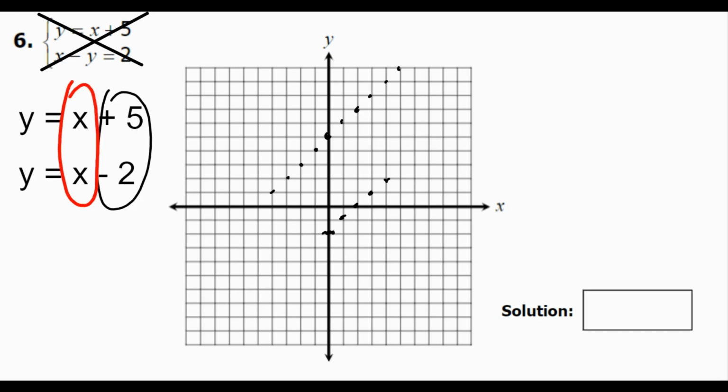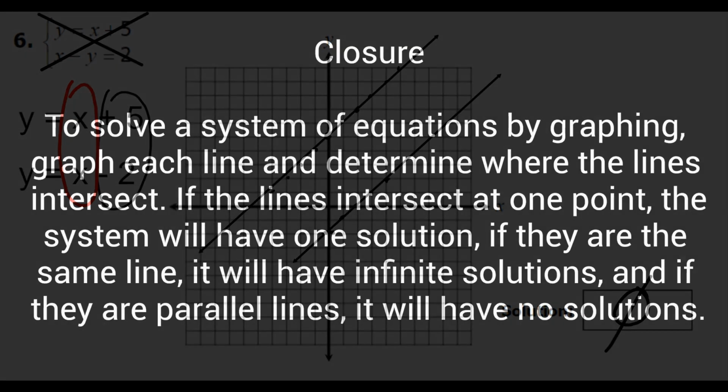Whenever I have the same slope but different y-intercepts, these are going to be parallel lines, and it's going to be a no solution problem. Because when I graph these lines, notice that these are parallel lines, and they'll never touch. Therefore, this solution is no solution.